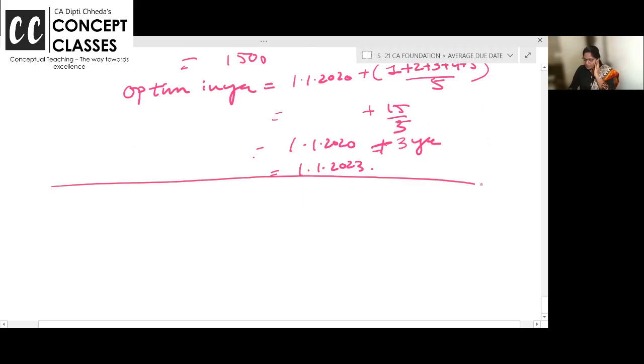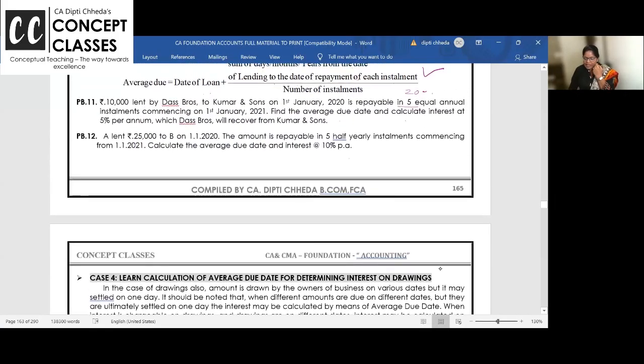12th problem. Do it now, in class, on your own. Do one problem and give the answer. Harshini, Rahul, Archana, all of you. A lends 25,000. Amount is repayable, yes, there are 1 line problems also, in 5 half yearly installments commencing from 1st June. Sorry, 1st January. Sometimes the first installment is after 1 year, but after that every 6 months. So you can take it in months now. Chalo, do the 12 sum on your own in months now.